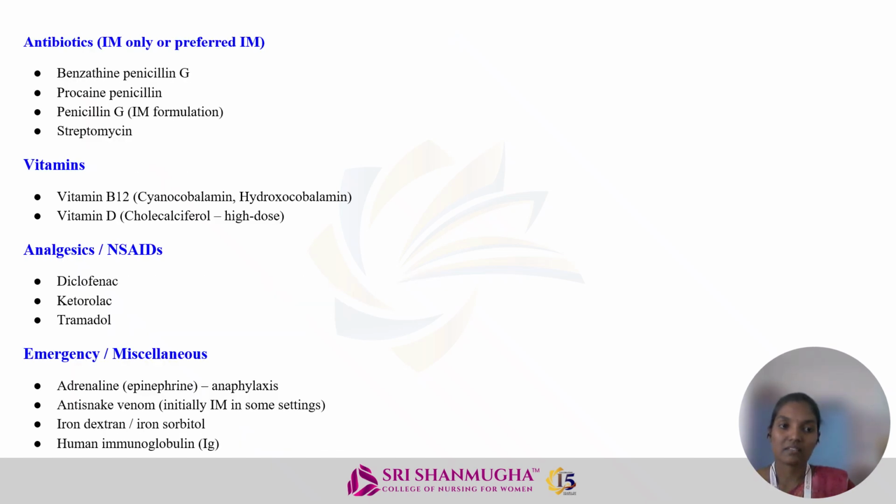Next, antibiotics. Antibiotics include penicillin, streptomycin. These are the injections we administer only IM. Next, vitamin injections: vitamin B12, vitamin D. Analgesics: diclofenac, ketorolac, tramadol. Next one, emergency drugs: adrenaline, anti-snake venom, human immunoglobulin, iron dextran. These are the listed things we administer only IM.